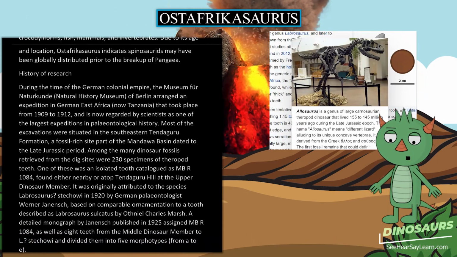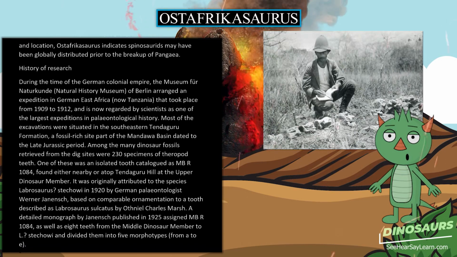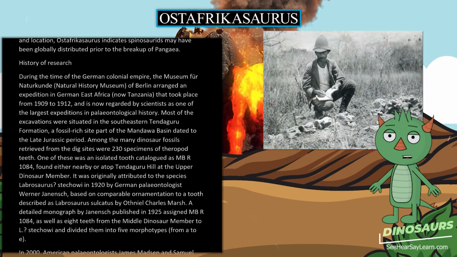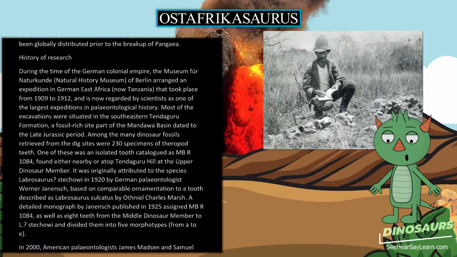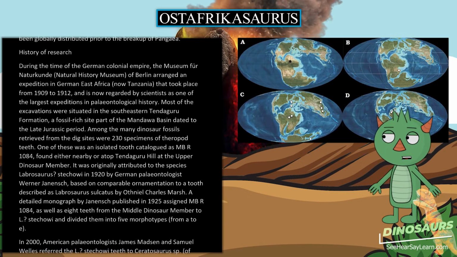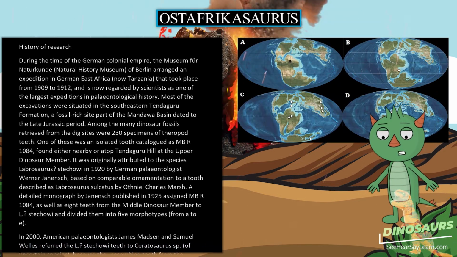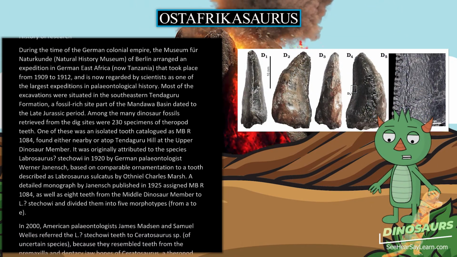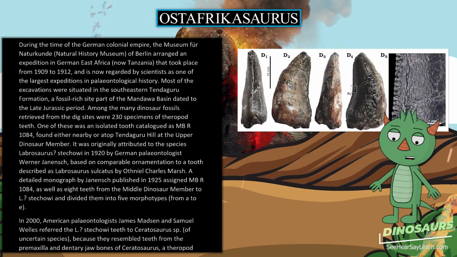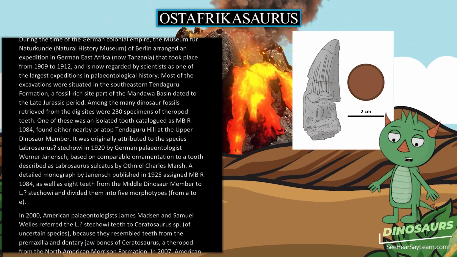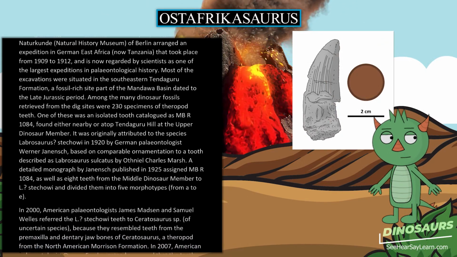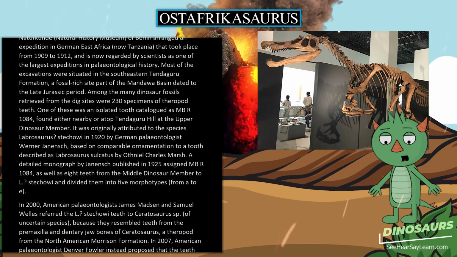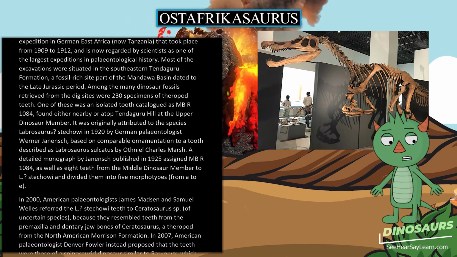Among the many dinosaur fossils retrieved from the dig sites were 230 specimens of theropod teeth. One of these was an isolated tooth catalogued as MBR 1084, found either nearby or atop Tendaguru Hill at the upper dinosaur member. It was originally attributed to the species Labrosaurus stekowi in 1920 by German paleontologist Werner Jansch, based on comparable ornamentation to a tooth described as Labrosaurus sulcatus by Othniel Charles Marsh.